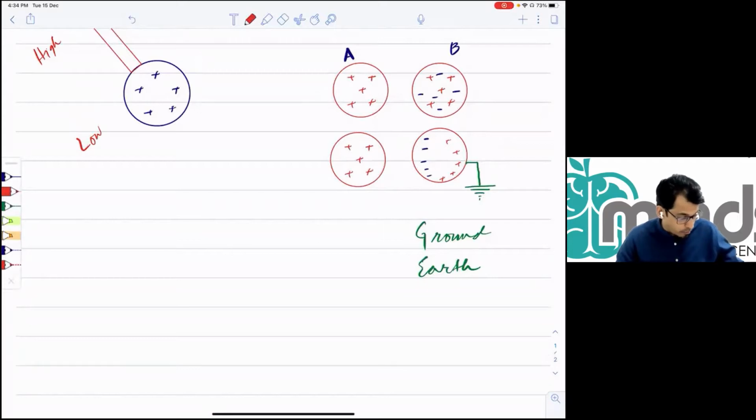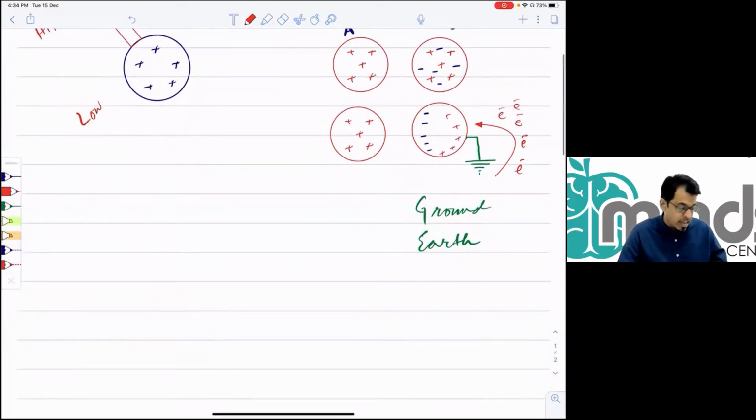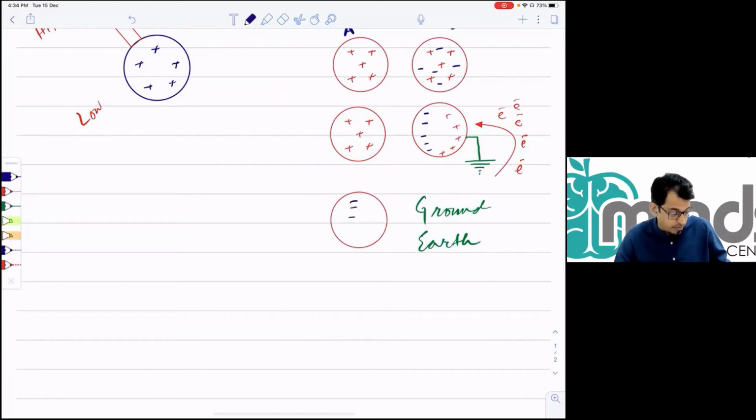Electron will start moving from ground to sphere. When electron moves from ground to sphere, what will happen? They will cancel the impact of positive charges, and in the end, this sphere will actually become just negative charge. This sphere will become negatively charged. So this is known as induction.